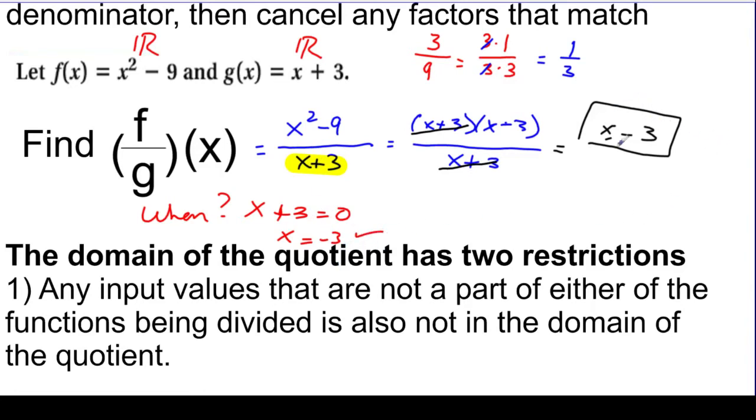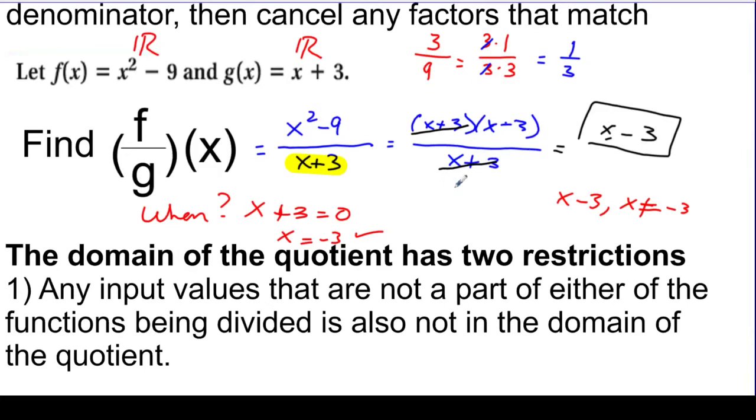So I'm going to tell people that the final answer is x minus 3. That's the quotient. But let me also tell you that x is not allowed to be equal to negative 3. Right? So I'm saying the answer is this, but by the way, don't use a negative 3 because that's not a part of the list of x values that you're allowed to use.